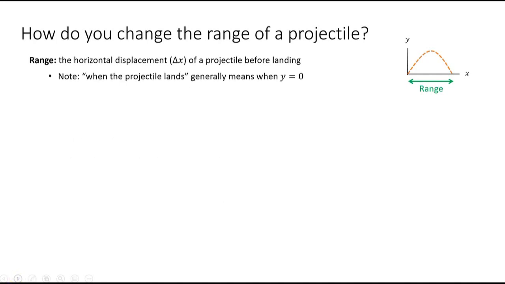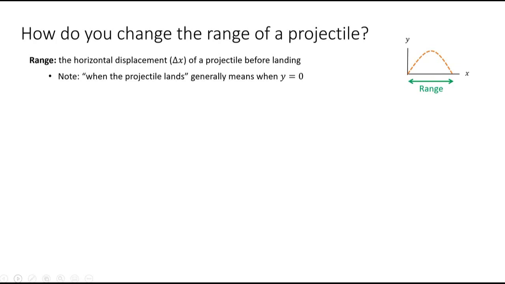Usually when we say when the projectile lands, we're referring to the place where y is assigned to be 0. So oftentimes you assign your coordinate system so that y is equal to 0 at ground level. And so then when the projectile lands, it's going to reach a level where y is equal to 0. So that's something to keep in mind. And for us, we want to think about how we could change the range of a projectile. So that means that we want to come up with an equation that relates our initial conditions of the motion of this projectile to the range of the projectile that results.